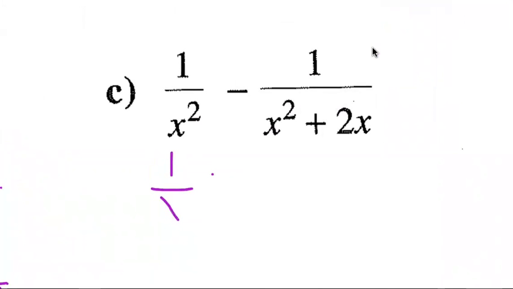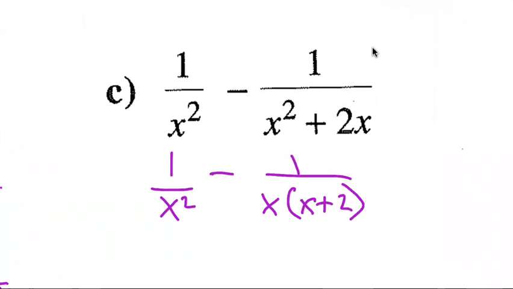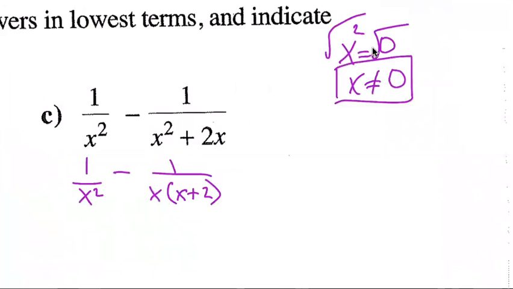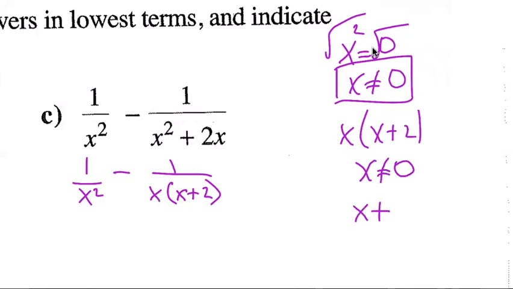This is 1 over x squared. This is going to be 1 over, factor out an x plus 2. Okay. So now I can go over here. So I did my x squared. Now I need to do my x and my x plus 2. I take each of those individually. X cannot equal 0. So that one's done. And I go x plus 2 cannot equal 0. Subtract 2, subtract 2. X cannot equal negative 2. There's your non-permissible values.